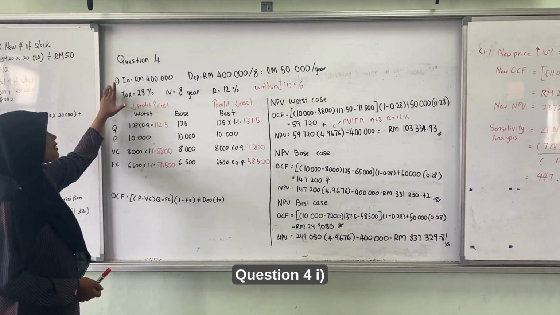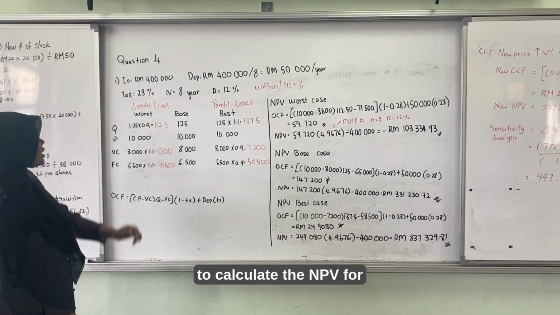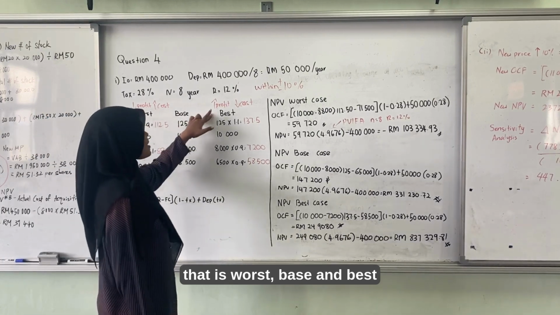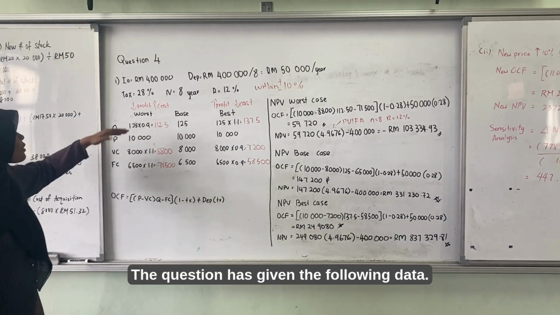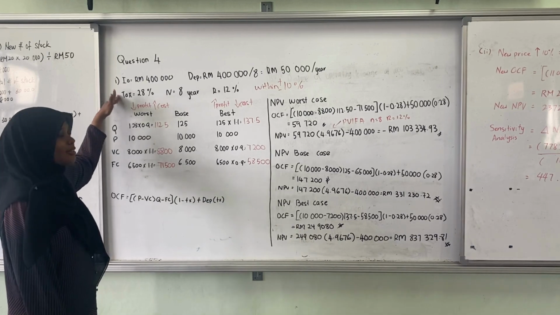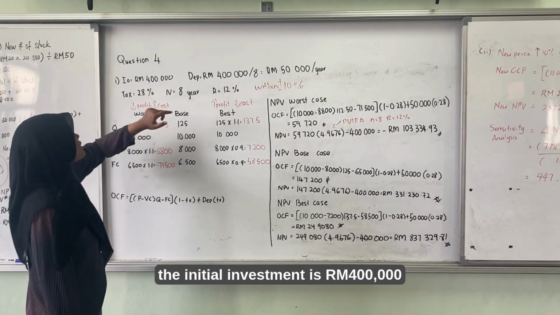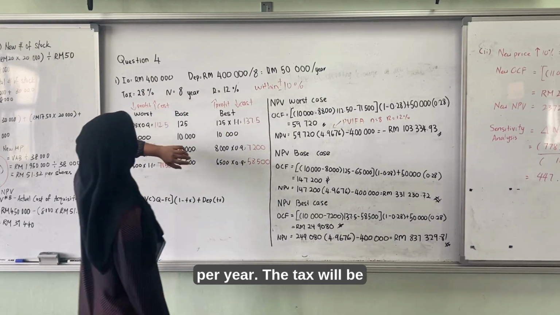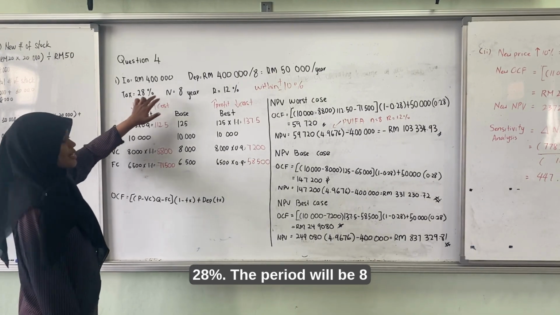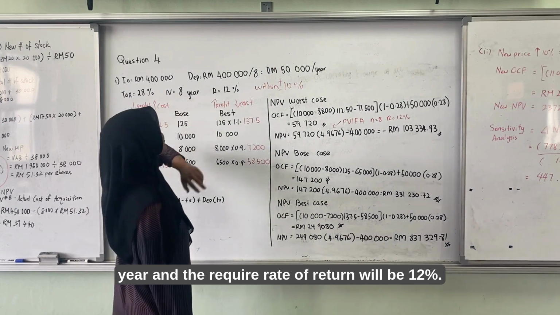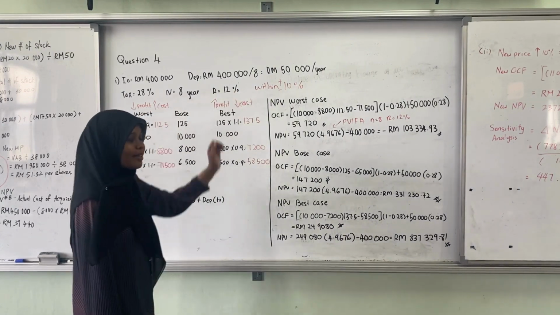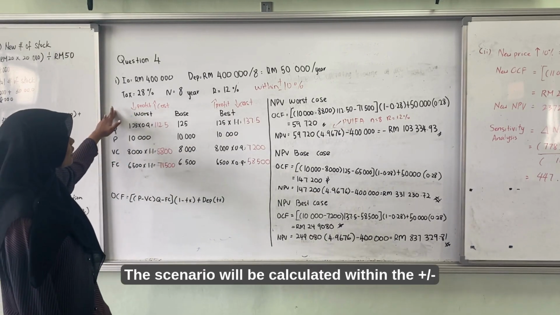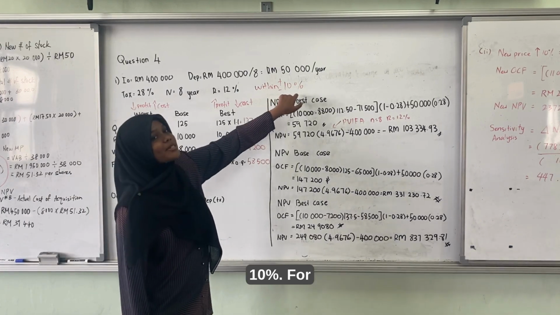Question for Roman 1 is to calculate the NPV for the 3-case scenario, that is worst, current and best. The question has given the following data. The initial investment is 400,000, depreciation is 50,000 per year, the tax will be 28%, the period will be 8 years, and the interest rate will be 12%. The scenario will be calculated within plus minus 10%.